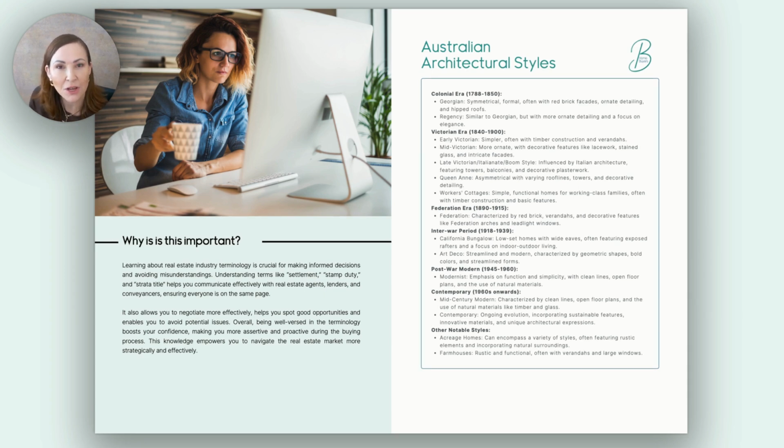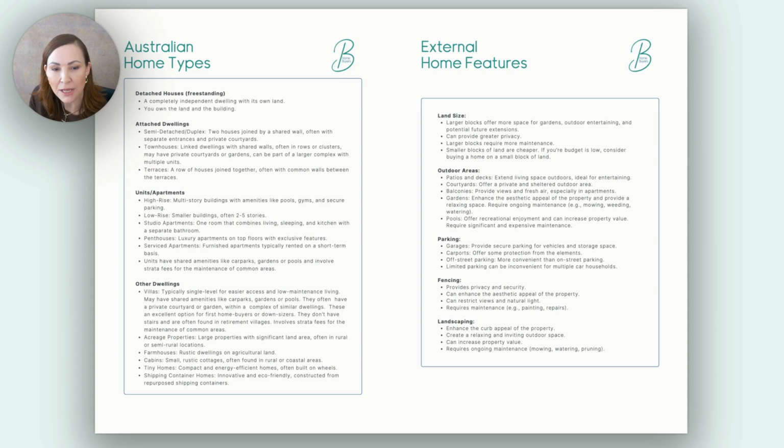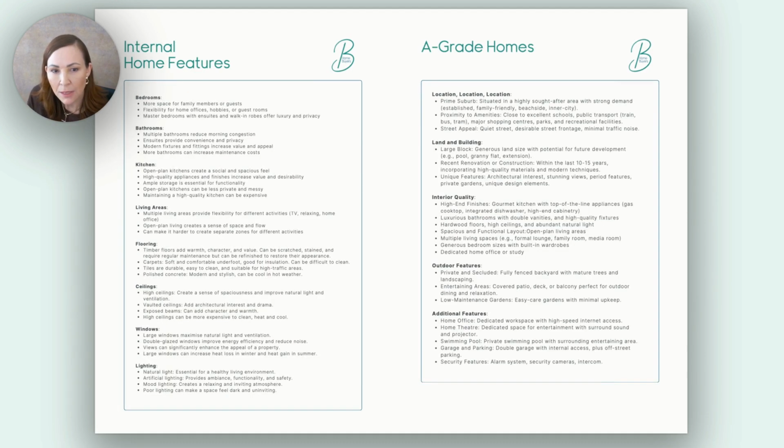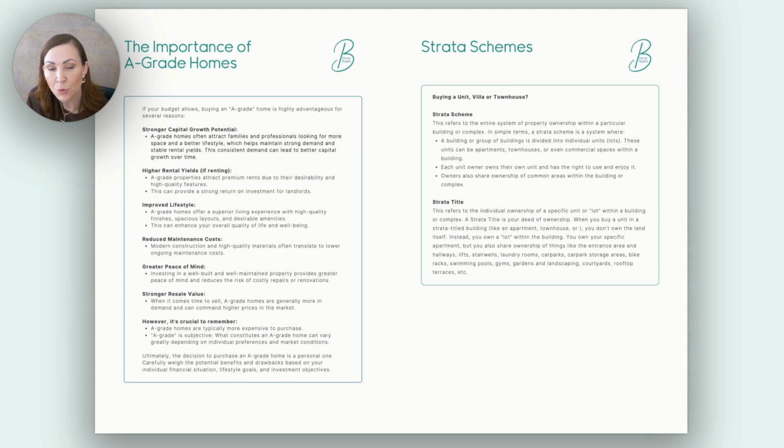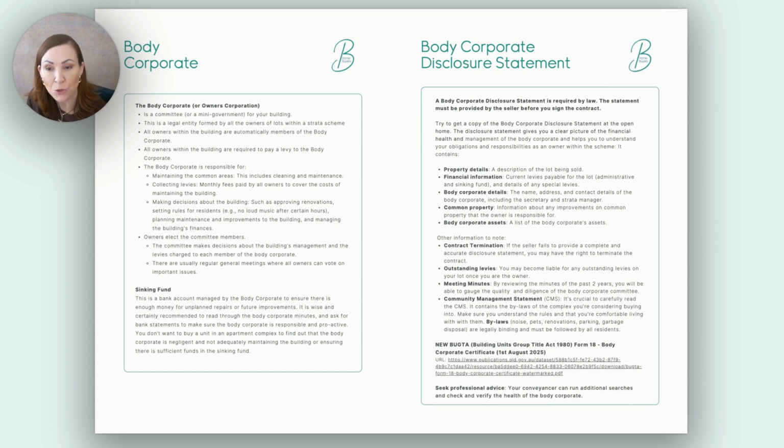Here are the architectural styles, a bit of a rundown of those. Here are the different types of homes in Australia, typically, and the external features, something just to pay attention to. This module is all about widening your mind, broadening your knowledge and understanding of the real estate market. Then internal home features, and then we go on to talk about A-grade homes and the factors that contribute to an A-grade home and the importance of A-grade homes. Then strata schemes, body corporate, and the body corporate disclosure statement.